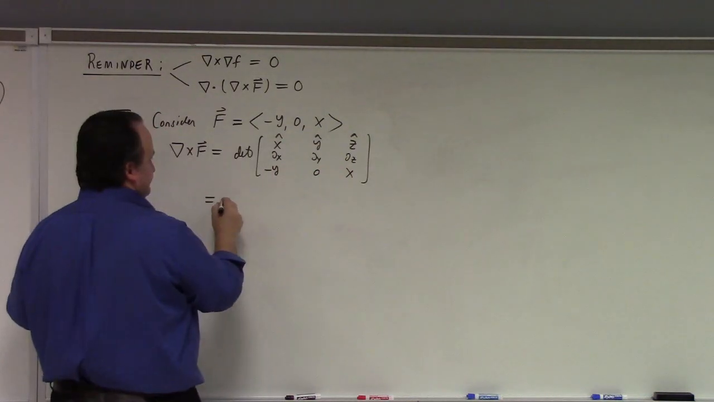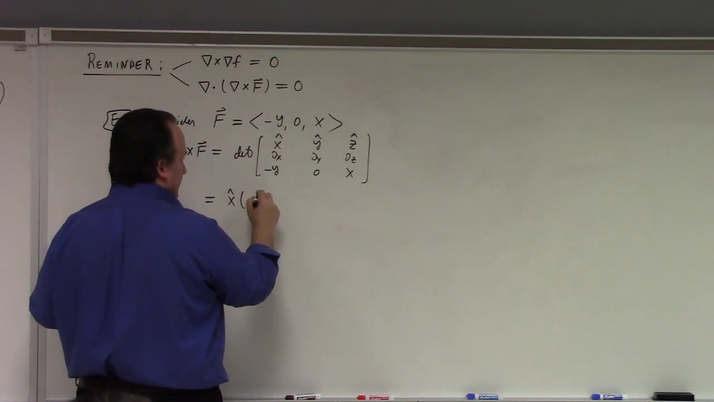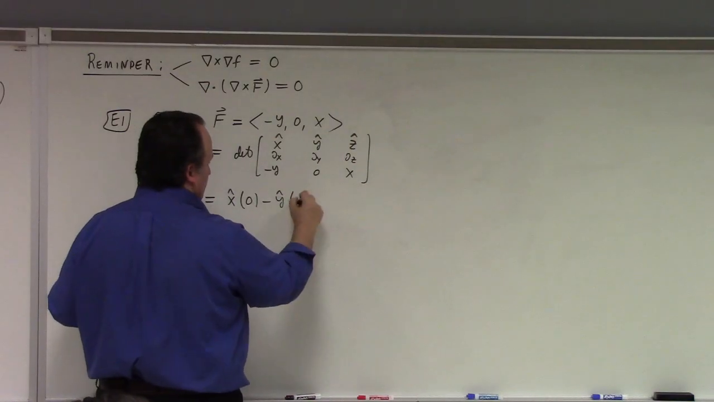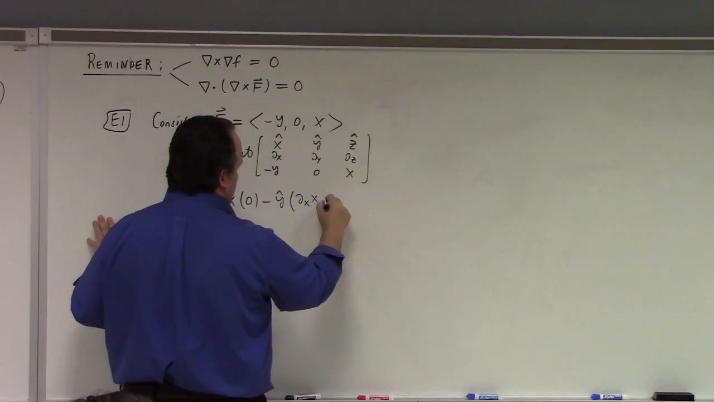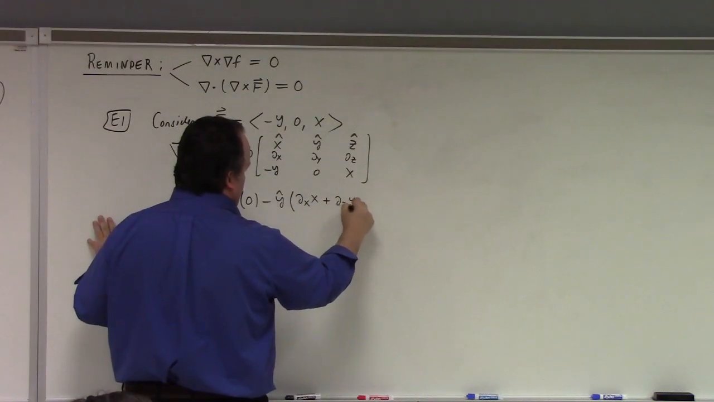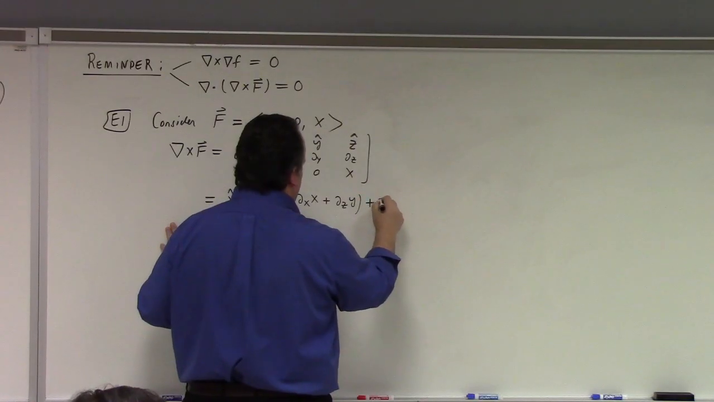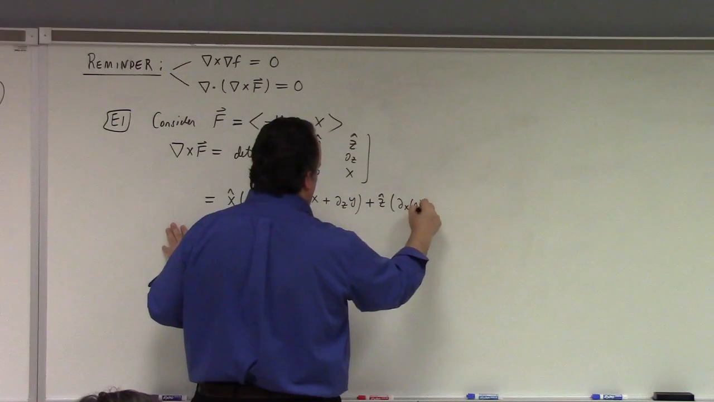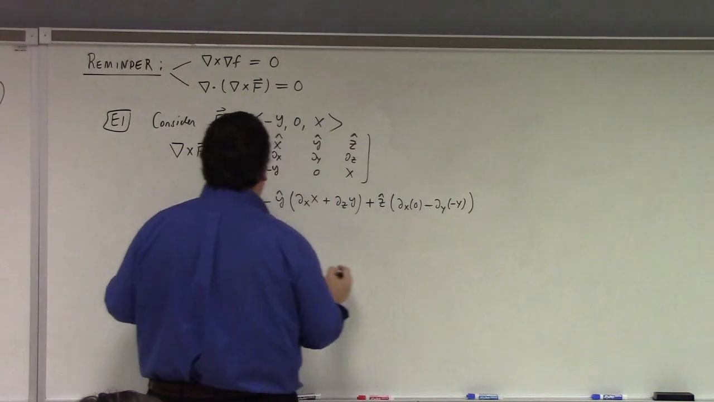All right, so what do we got? We've got x hat times 0, minus y hat times (partial x of x, plus partial z of y), and then plus z hat times (partial x of 0 minus partial y of minus y). All right, what's that give us?